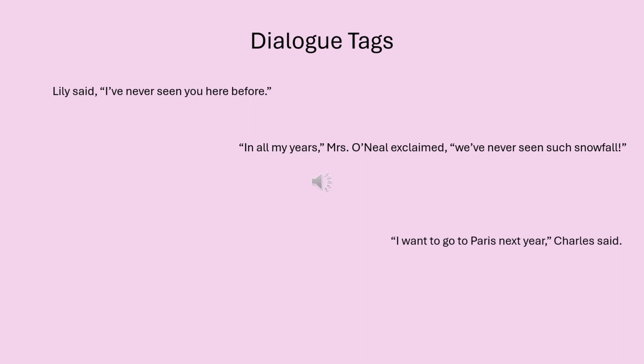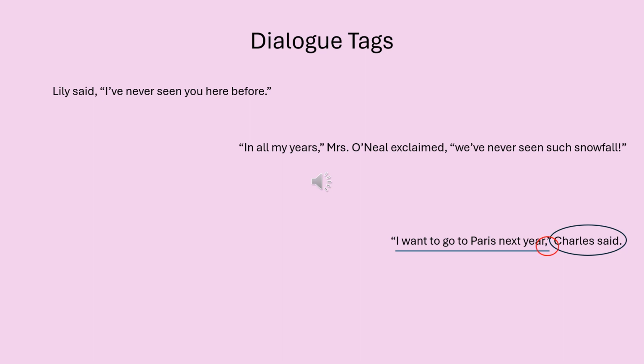"I want to go to Paris next year," Charles said. "I want to go to Paris next year" is the dialogue. "Charles said" is the dialogue tag. It is coming after. Since this is a sentence that would normally end with a period, "I want to go to Paris next year," it's not a question and it's not an exclamation. It is separated off from the dialogue tag with a comma.